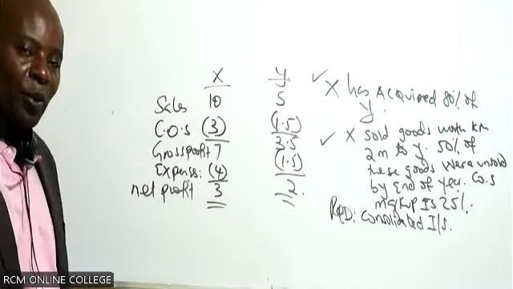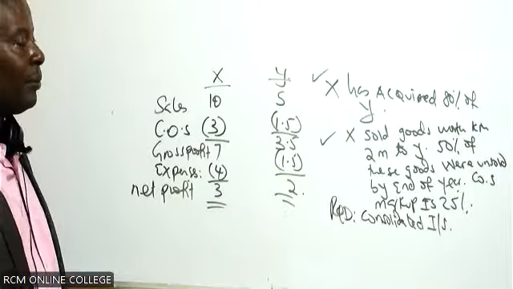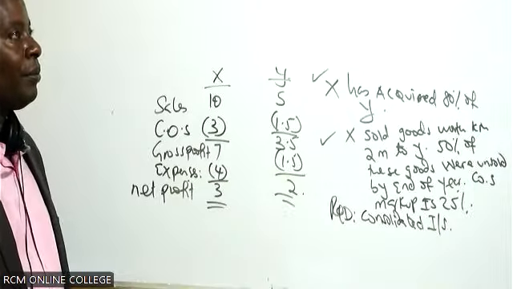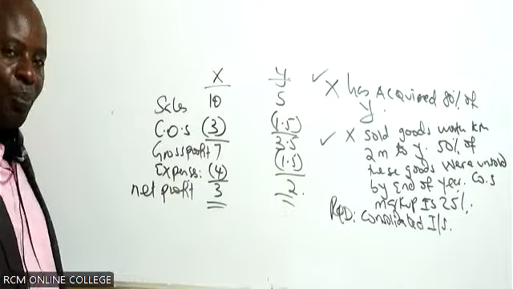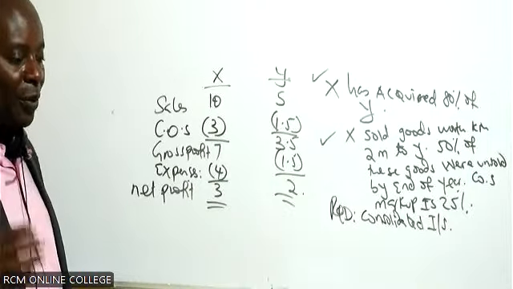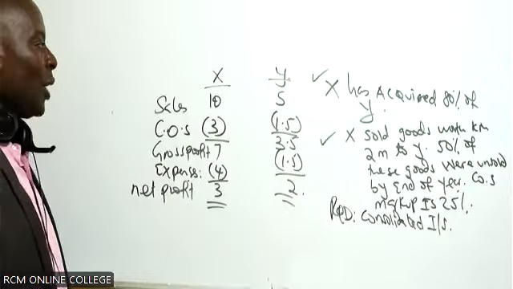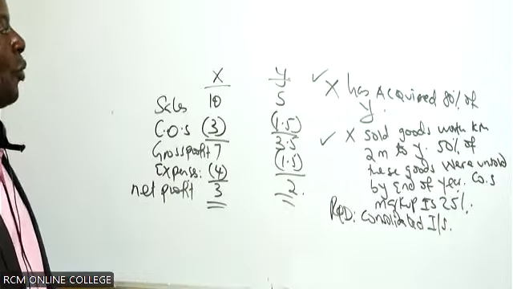Consolidate is to come together. It is what we call the group. Because when two companies come together, where we have a parent and then we have a subsidiary, they form a group.